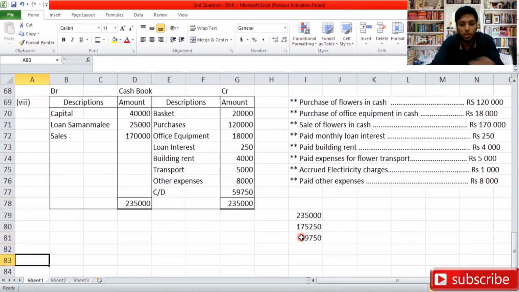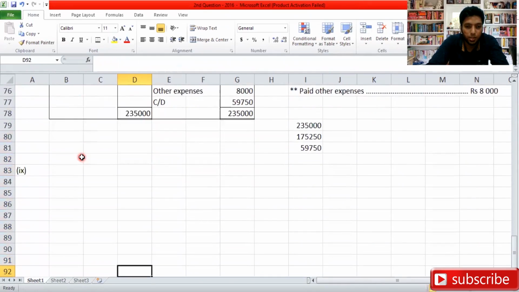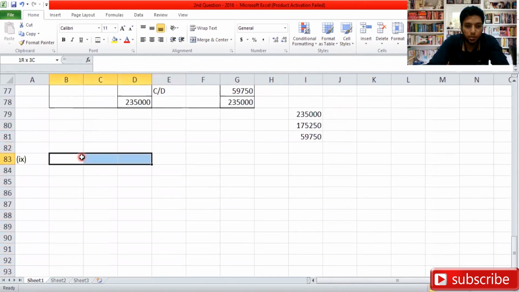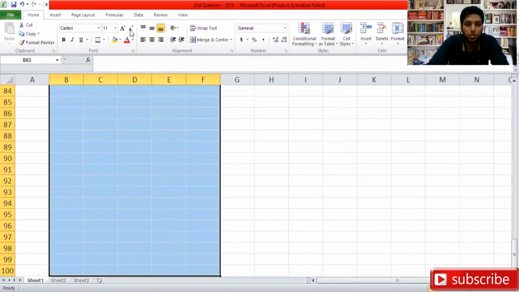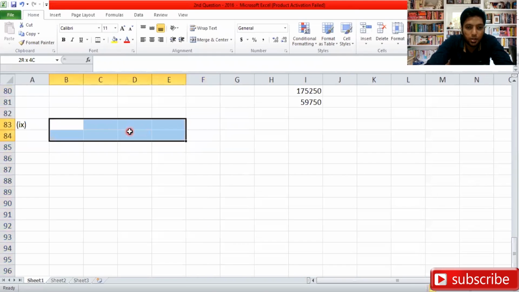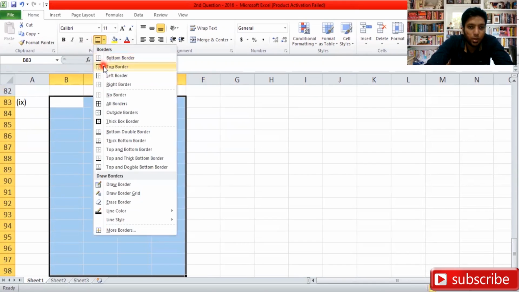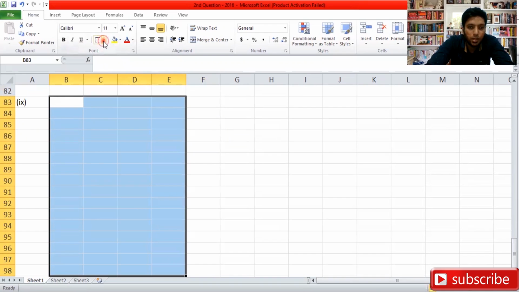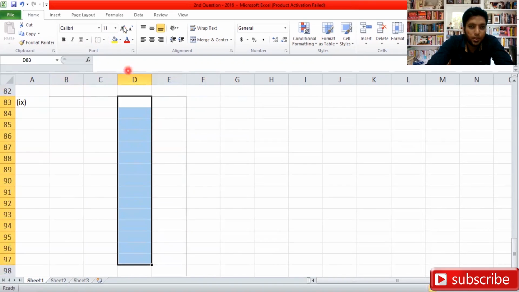Let's move on to Roman number 9 now. So let's calculate the profit or loss of Malay Fresh Flowers business for the month. Again, 31st, 2016. You can record here under this column. You can record it as profit and loss account. So I'll put a format here for easy and convenient use. I'll put a top border and a right border. Here I can record the expenses.